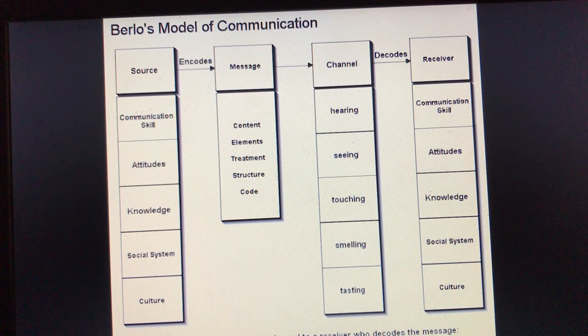So treatment, as the word suggests, is how you are treating the content. That contributes significantly to the message making process. Fourth one is the structure of the story, or structure of the message.